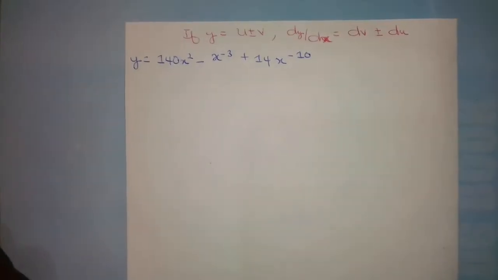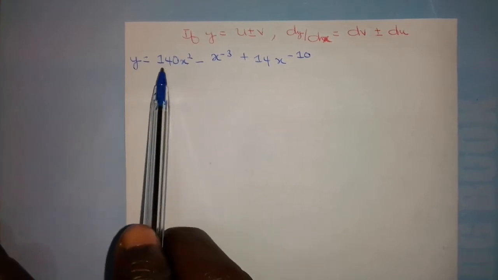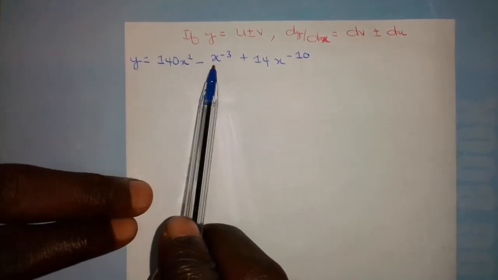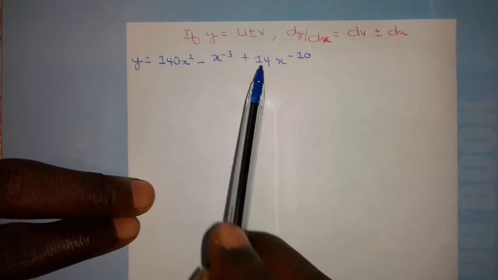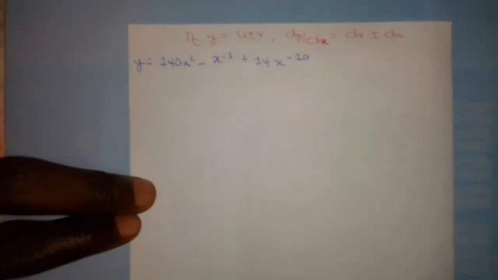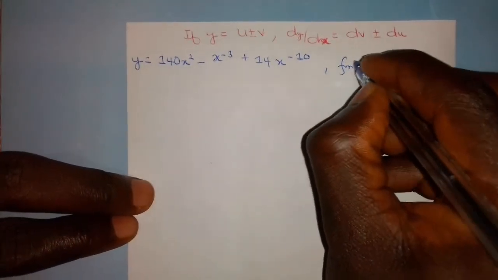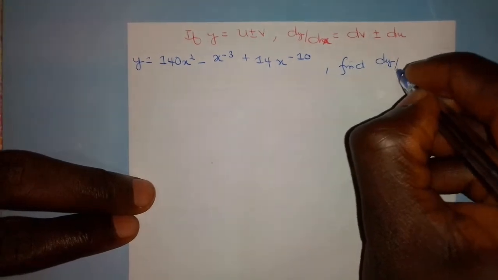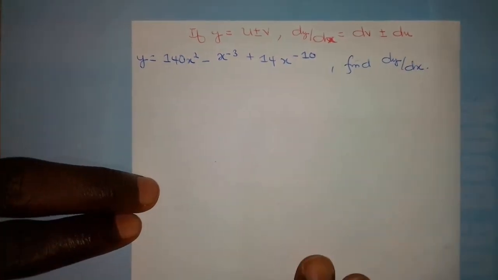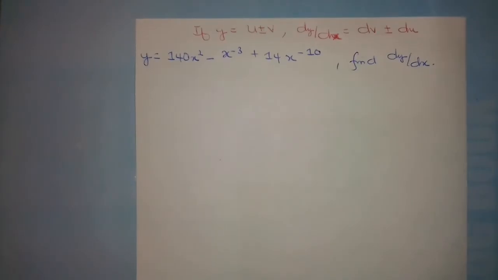So here we are with this question. We have if y is equal to 140x squared minus x raised to the power of minus 3 plus 14x raised to the power of minus 10, find dy/dx. What is dy/dx there? You should feel free to pause this video and try this by yourself.